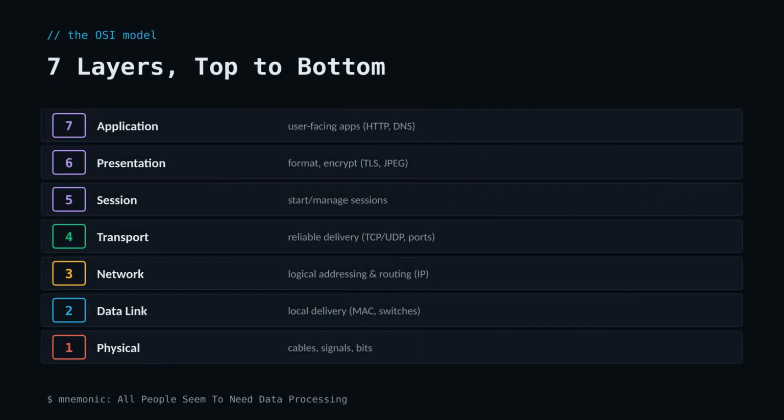So here's the map itself. Seven layers, top to bottom. Up at Layer 7, you've got application, the stuff users actually touch like HTTP and DNS. Then presentation handles formatting and encryption, session manages conversations, transport gives you reliable delivery through TCP, UDP, and ports, network handles IP addressing and routing. Data link moves frames locally with MAC addresses and switches, and physical is the cables and signals carrying raw bits. Memorize it with: All People Seem To Need Data Processing, top down every time.